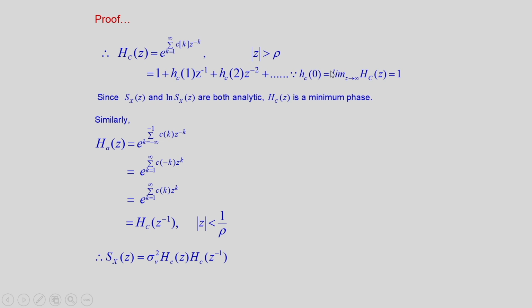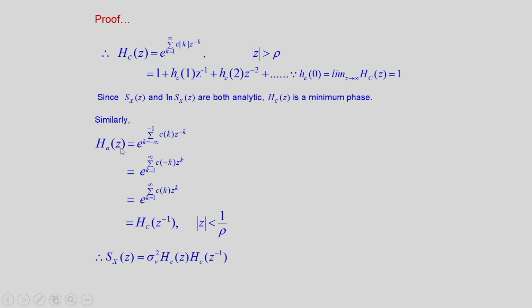How do I get that? h0 is equal to the limit of Hc, the transfer function, as z tends to infinity. In that case, this term, z to the power minus infinity, will become 0. So e to the power 0 will be equal to 1. Therefore, the first term of this expansion is equal to 1. Because both Sx z and log of Sx z are analytic, Hc of z must be a minimum phase filter. What does it mean? All its poles are inside the unit circle, and zeros are also inside the unit circle. So we have found out the causal part.